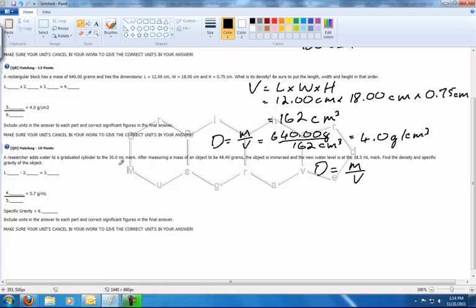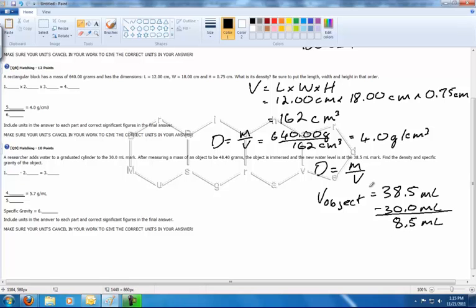Now if we know that the graduated cylinder was 30.0 milliliters originally, then it went up to 38.5 mils when we added the object. We could find the volume of the object is going to be 38.5 milliliters minus 30.0 milliliters. So when we do that, we're going to come out with 8.5 milliliters. Now looking at the number of significant figures here, we're going to deal with the number of decimal places because this is addition and subtraction. This has one decimal place, this has one decimal place, so the answer actually has one decimal place as well. So that's correct as far as significant figures go.